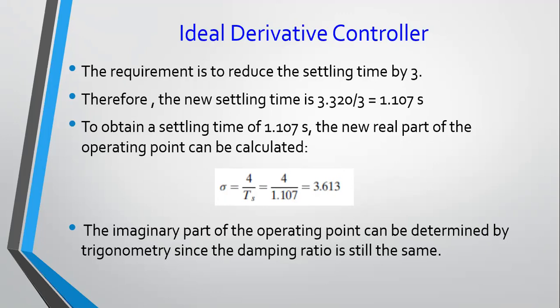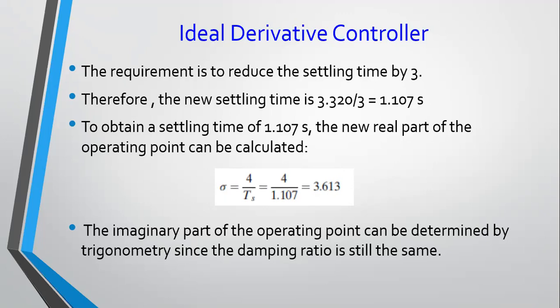Okay, now what you can do now is you can simply calculate what real part of that operating point you would need to achieve a settling time of 1.107. Yeah, so the settling time we've got it to be 1.107. It means a new operating point we need to have a real part of minus 3.613, minus because you will need to be on the left hand side.